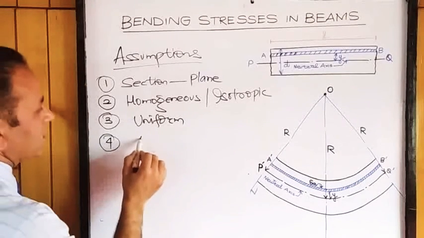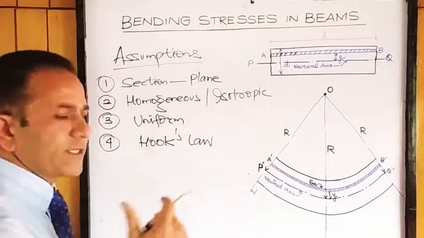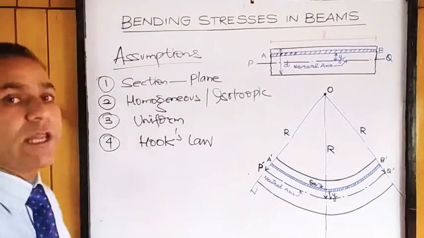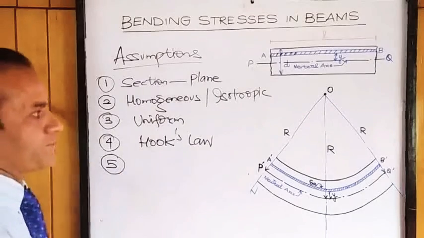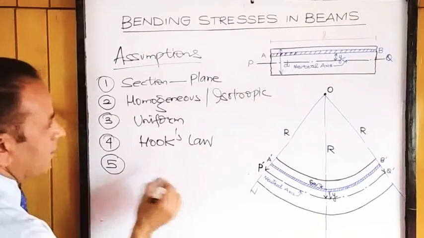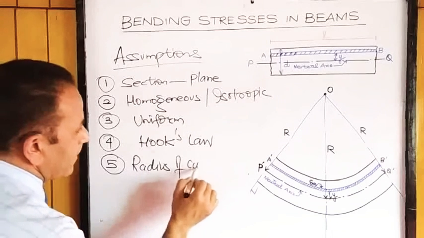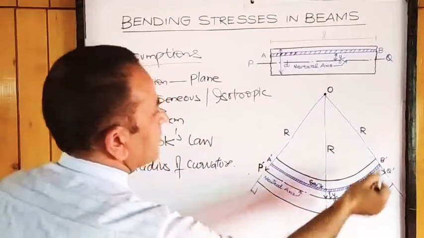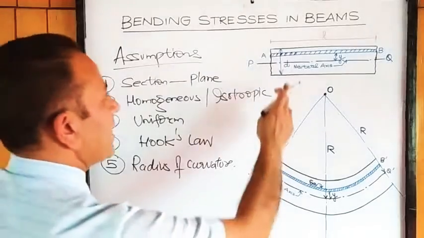The section obeys Hooke's law, that is, the stress will be proportional to the strain. It will be stressed up to elastic limit only. Then we have the radius of curvature. This radius of curvature along which the beam bends is quite large before the bending takes place.